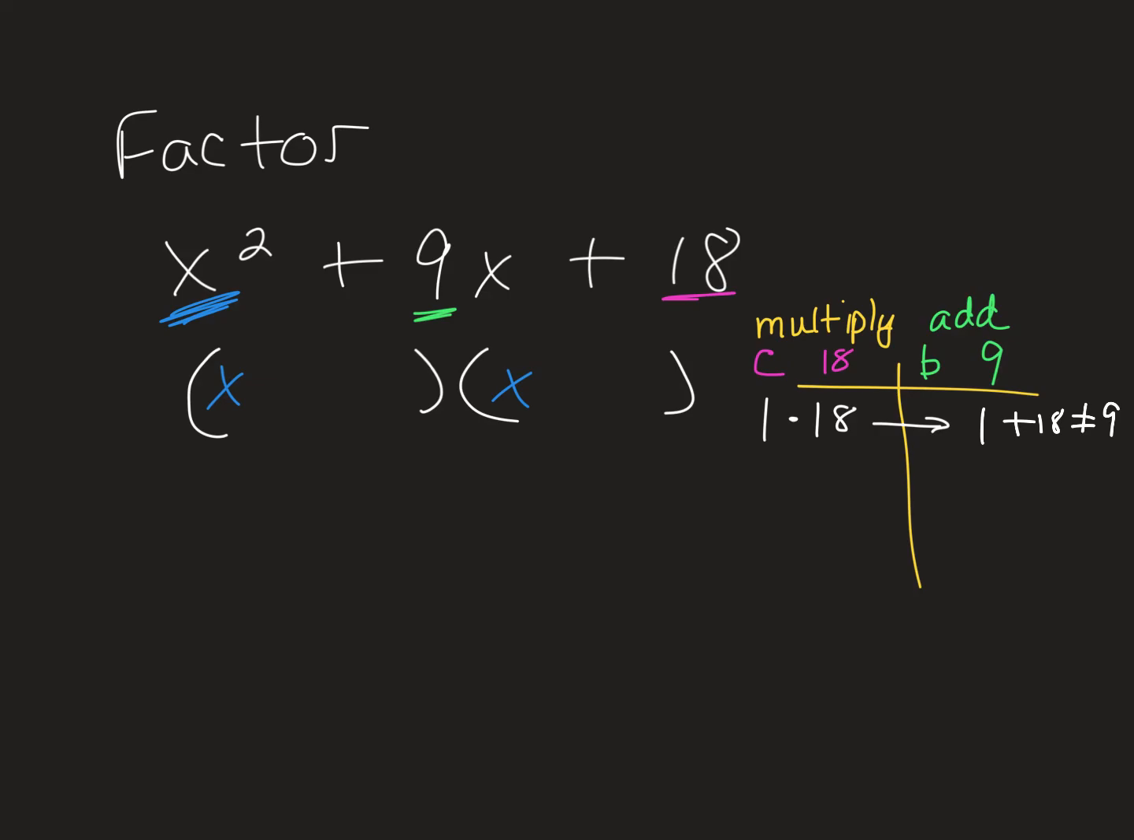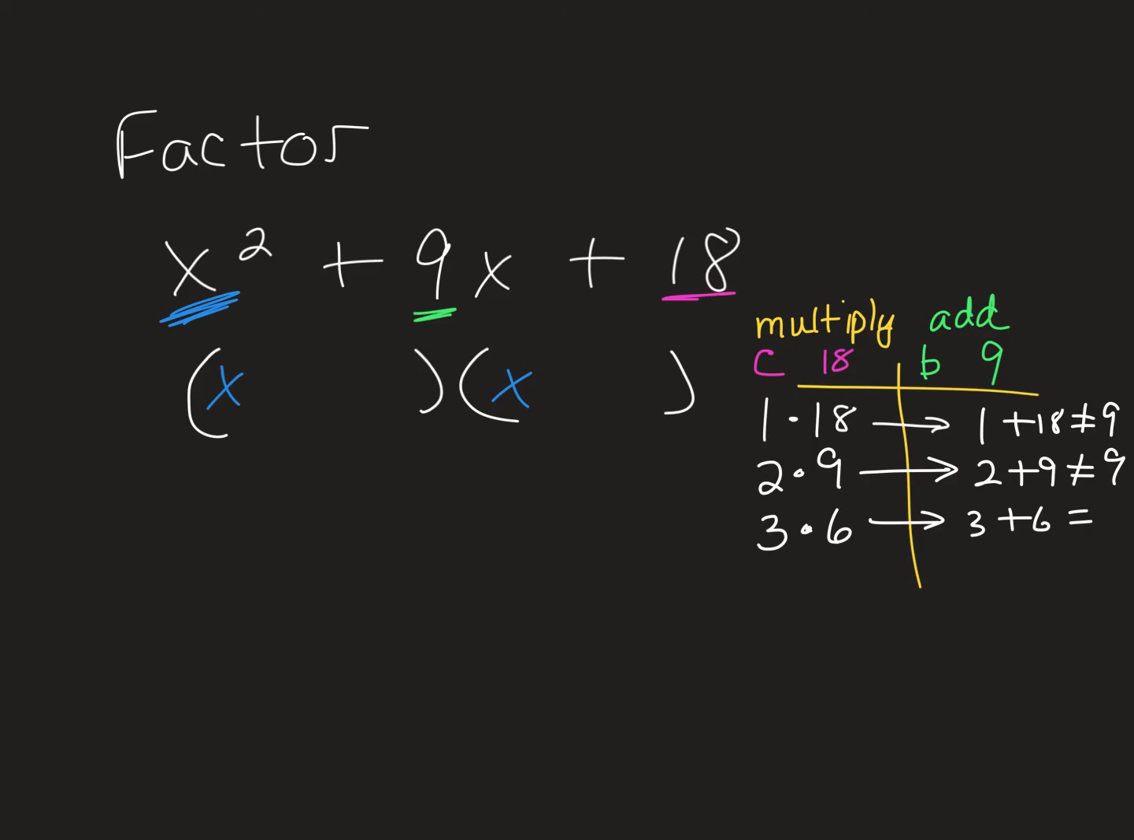What's the next number we can multiply? So 1, next would be 2. Yep, 2 times 9 gives you 18. So now let's see if 2 plus 9, obviously 2 plus 9 is not going to give us 9, so we know that can't be the right one. So the next number in our list is going to be 3. Does 3 work? Yep. 3 times 6 gives us 18. So 3 plus 6, oh, there we go. That's the one that equals 9.